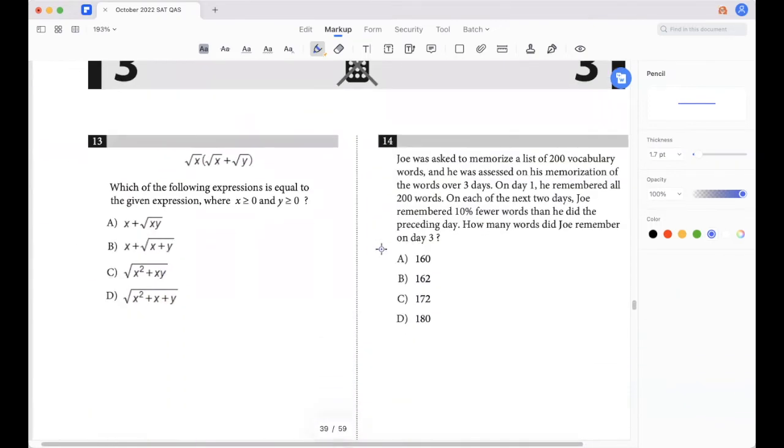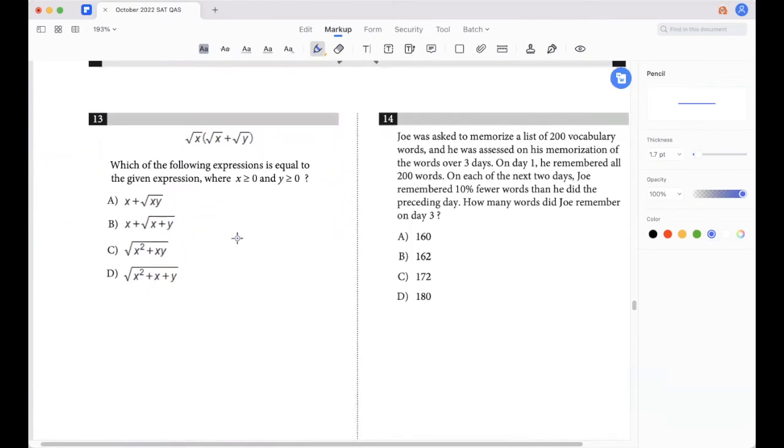Which of the following expressions is equal to the given expression where x and y are positive? Okay, so if I open the brackets, I get root x into root x plus root x into root y. So this becomes x and this becomes root xy. So x plus root xy.